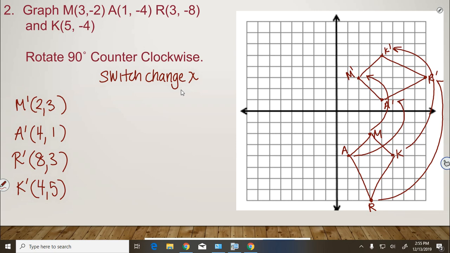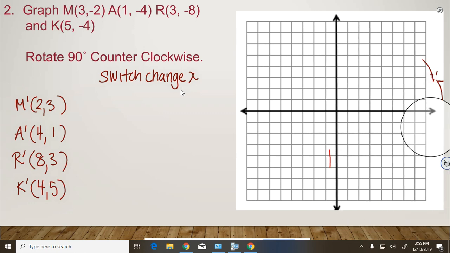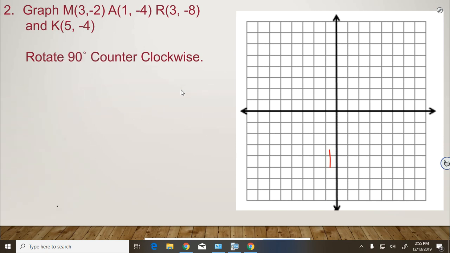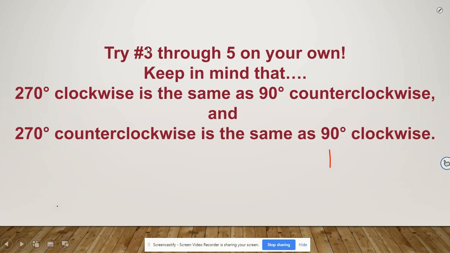All right, so again, try to remember those rules. It'll be really, really helpful. 90 degrees clockwise, switch, change y. 90 degrees counterclockwise, switch, change x. So try number 3 through 5 on your own, and keep in mind that a 270 degree clockwise rotation is the same as a 90 degree counterclockwise rotation, and 270 degrees counterclockwise is the same as 90 degrees clockwise.